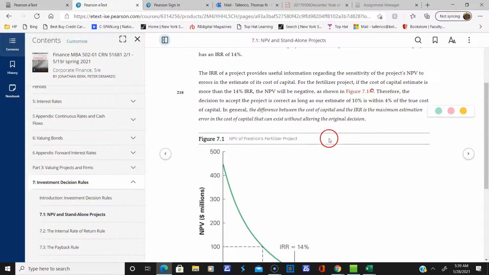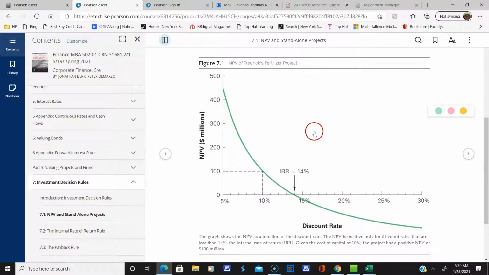So you can see in this graph, here are the discount rates, and here's the net present value. So they're graphing the net present value depending on what they think their discount rate is. In this case, if the discount rate is 10%, the net present value is positive 100 million, and of course a positive net present value implies you do the project. Now remember we talked about the internal rate of return being where the net present value is 0, and there it is. So here's the internal rate of return.